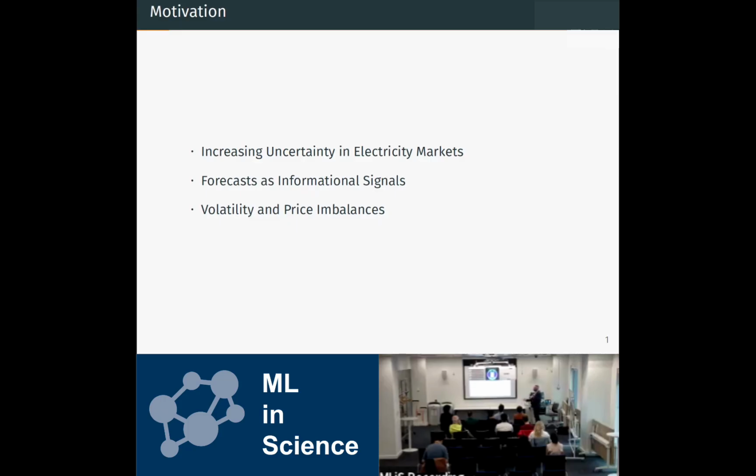imbalances. In Great Britain, we have three major markets: the day-ahead market, the intraday market, and the imbalance market. Some people call it the balancing mechanism, but that's the same thing. So you will see that we include prices from all these three markets in order to build our models.